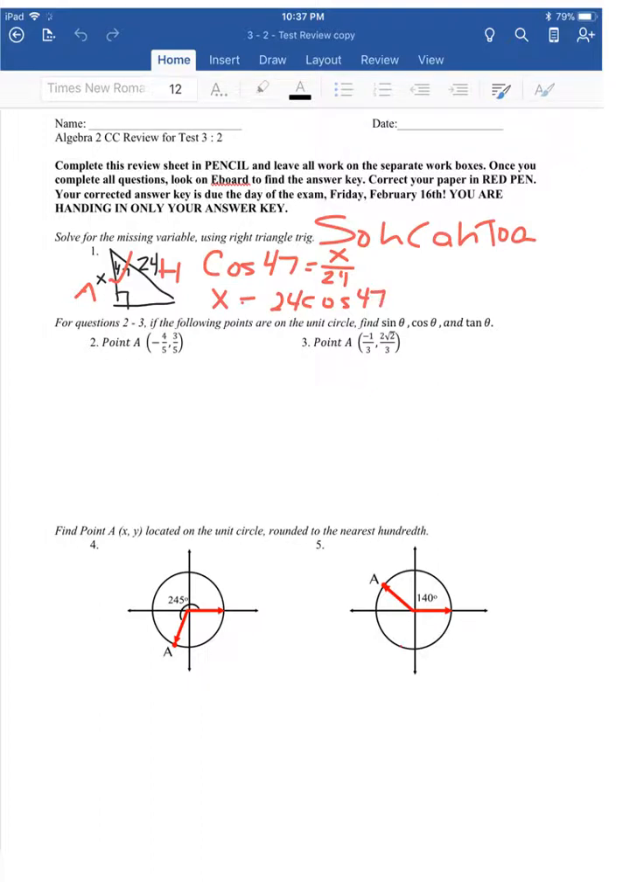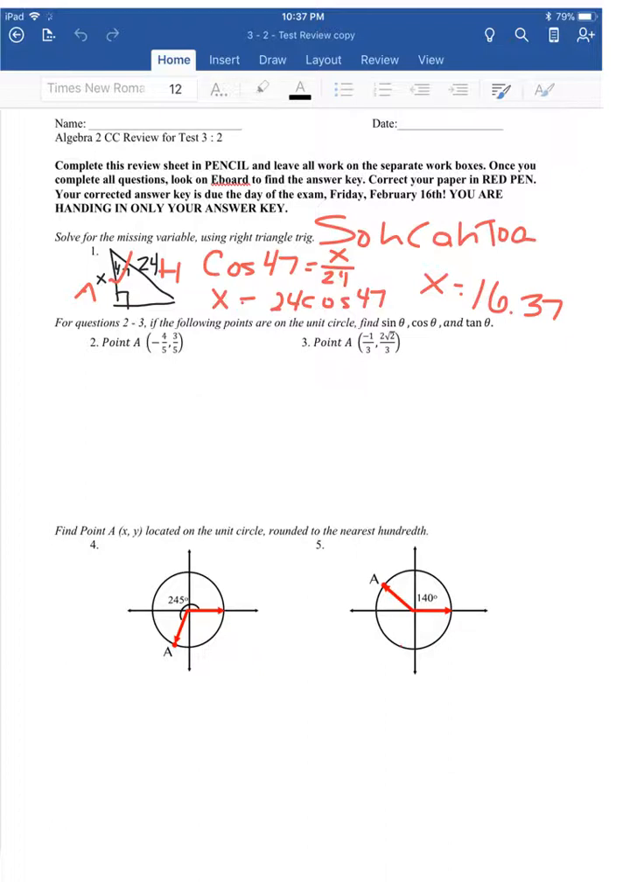Make sure, because this is the cosine of 47 degrees, that you are in degree mode. So this really should tell you where to round to, but if we round to the nearest hundredth, you get x equals 16.37 for number 1.